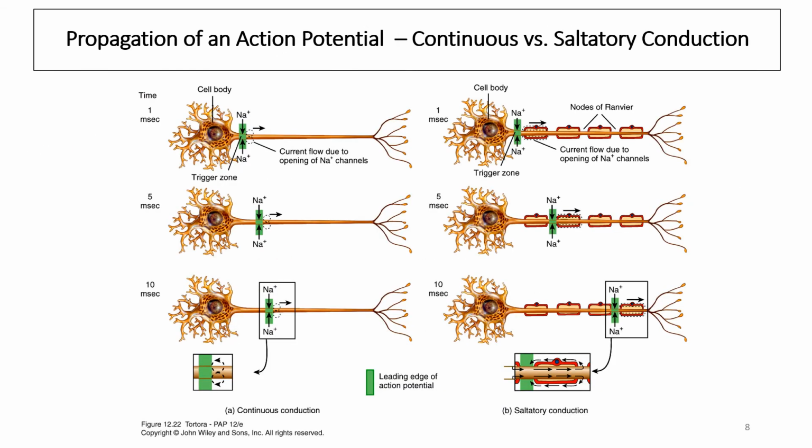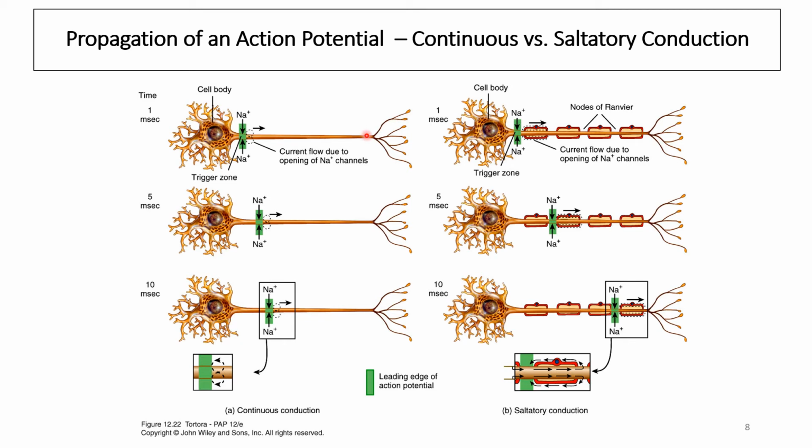All right, this image again just illustrates the difference between continuous conduction and saltatory conduction. So on the left here, we've got continuous conduction. This is an unmyelinated axon. And once the action potential is created, it has to be recreated, or you have to depolarize the membrane every step of the way, all the way down the axon. Okay, so this is what makes it slower.